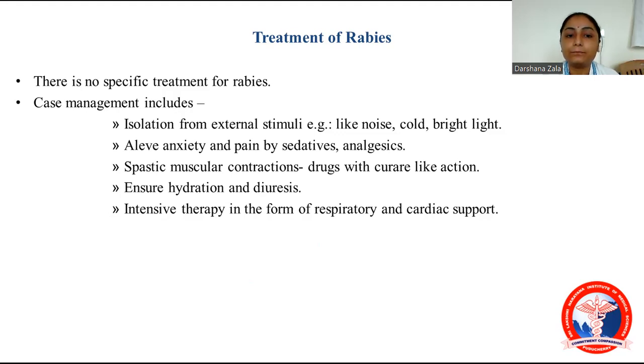For spastic muscular contraction, we should give muscle relaxants which have a curare-like action. As the patient is not able to drink water, we should ensure hydration and diuresis of the patient. Intensive therapy in the form of respiratory and cardiac support. So these are the case management measures for the rabies patient.